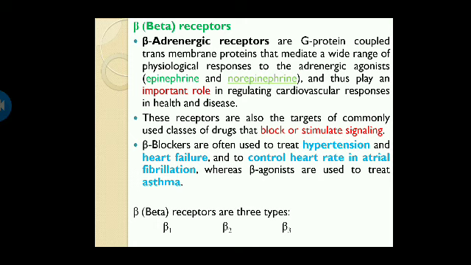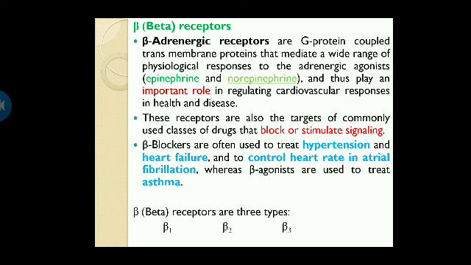Let's come to the beta receptors. These beta adrenergic receptors are G protein coupled transmembrane proteins. These receptors mediate a wide range of pharmacological responses to adrenergic agonists. Agonist means favor, antagonist means opposite. So adrenergic receptors come under G protein coupled receptors and give physiological responses to adrenergic agonists, that means epinephrine and norepinephrine.